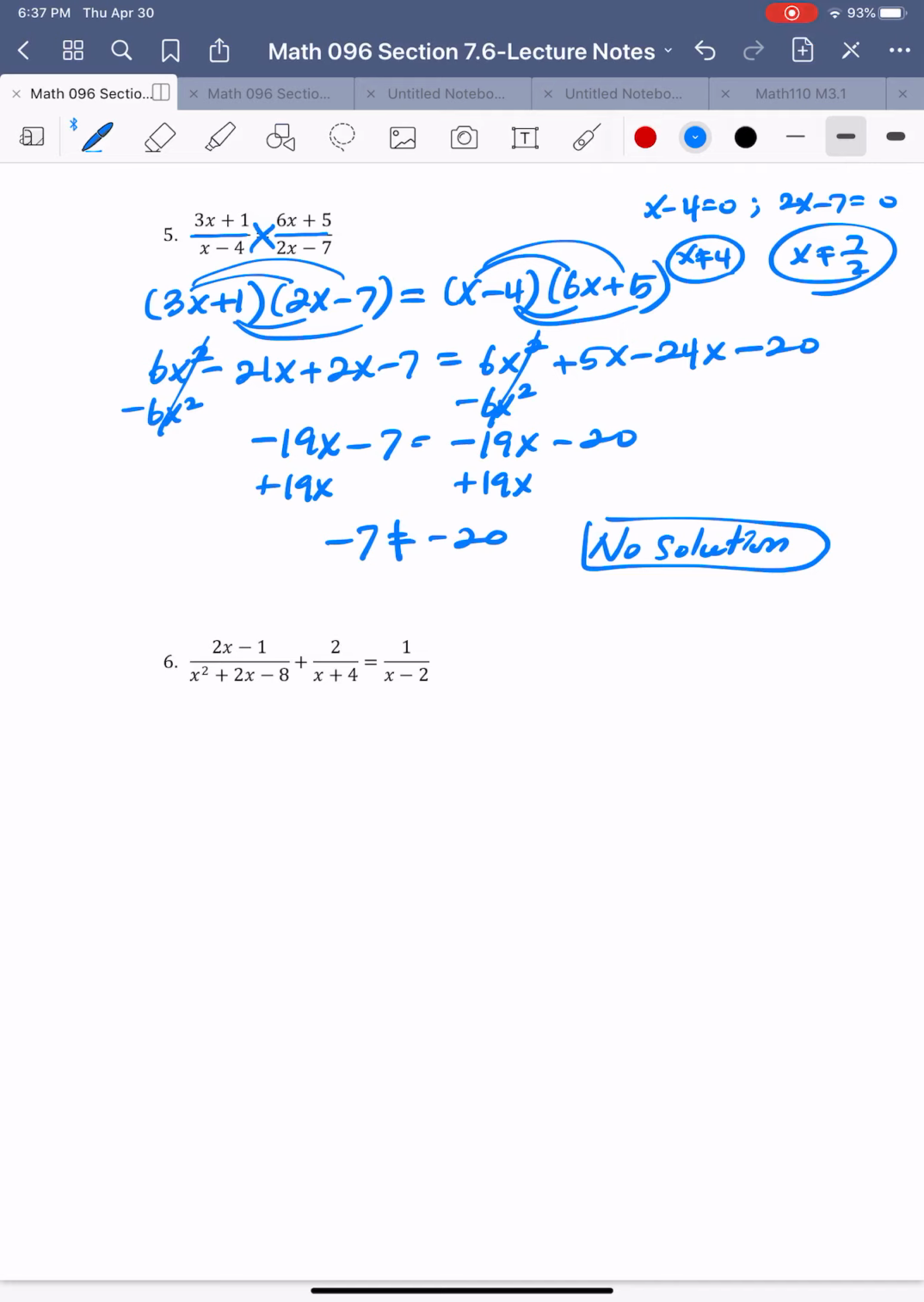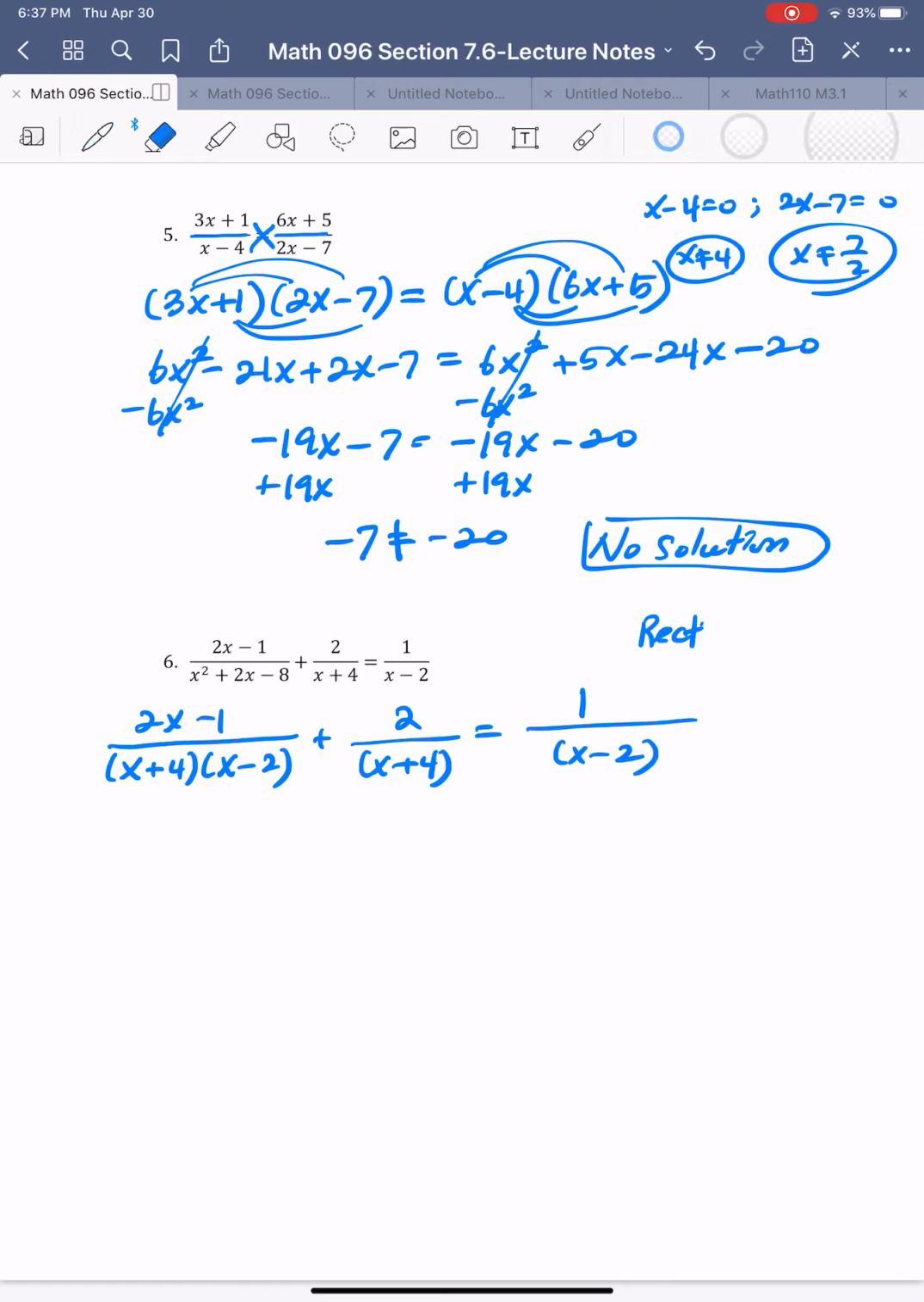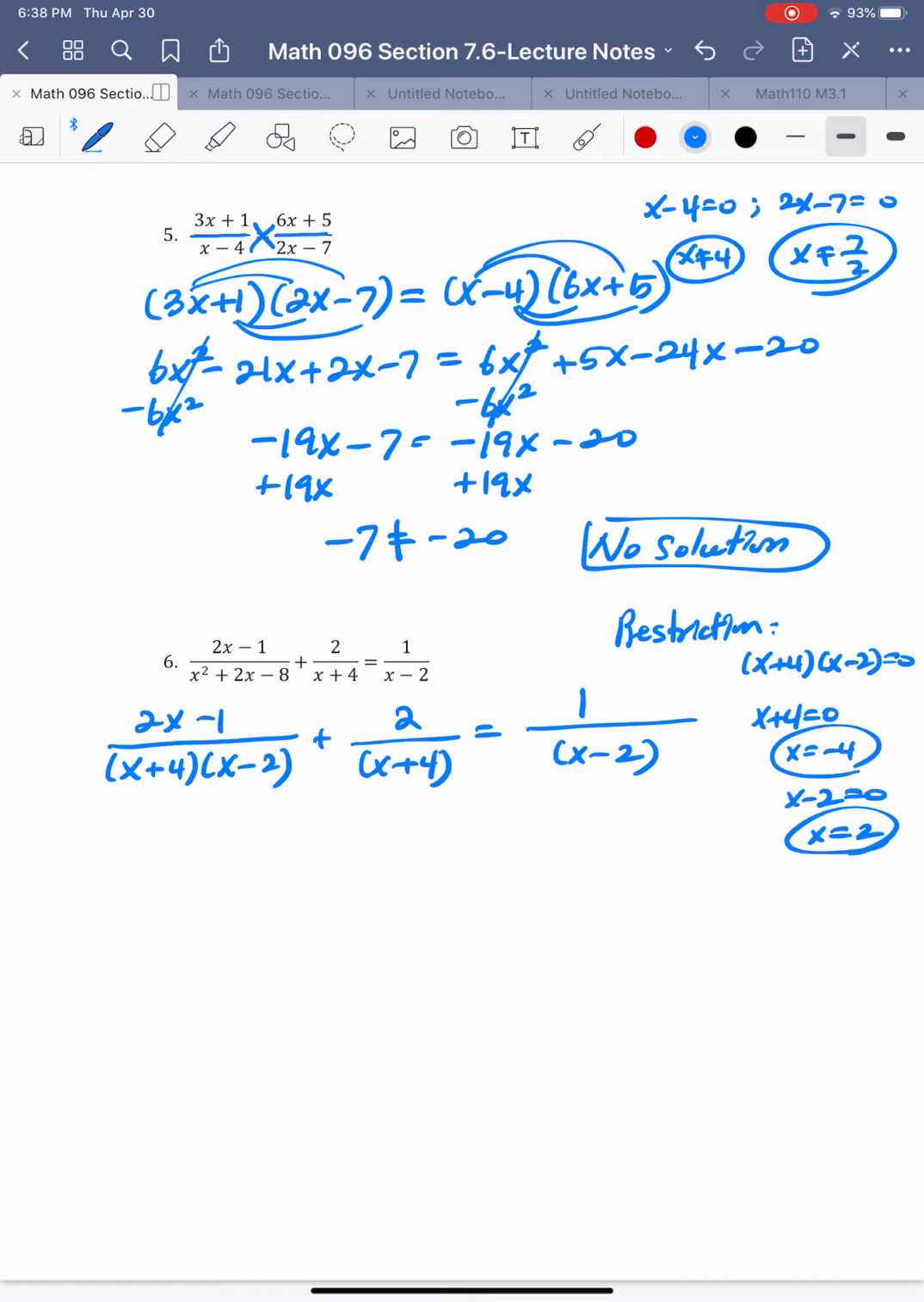Okay, for number 6, let's put it in factor form. So x squared plus 2x minus 8 is x plus 4 times x minus 2, plus x plus 4 equal to x minus 2, which is 2x minus 1; the 2 and 1 stay the same. So the restriction is the same factor as this, so you just need to set x plus 4 times x minus 2 equal to 0, which is x plus 4 equal to 0, so x equal to negative 4, and x minus 2 equal to 0, so x equal to 2. So now those shouldn't be the answers, okay? We'll have to keep that in mind.